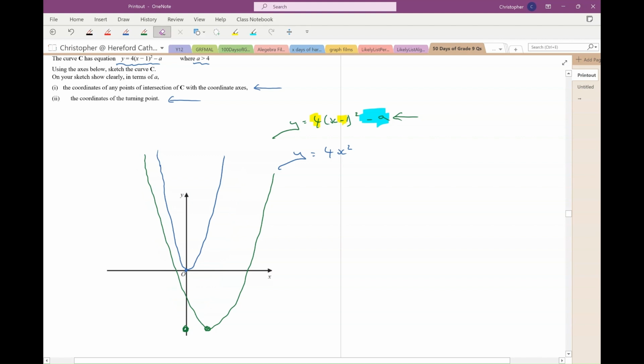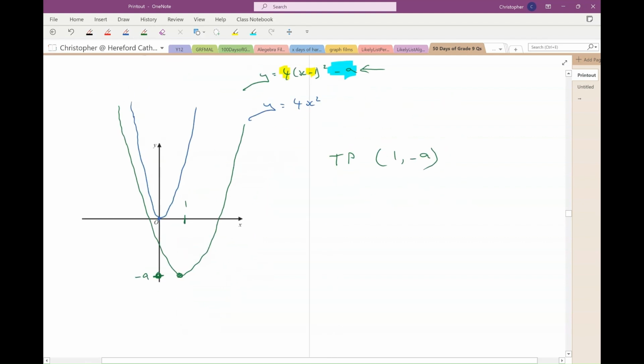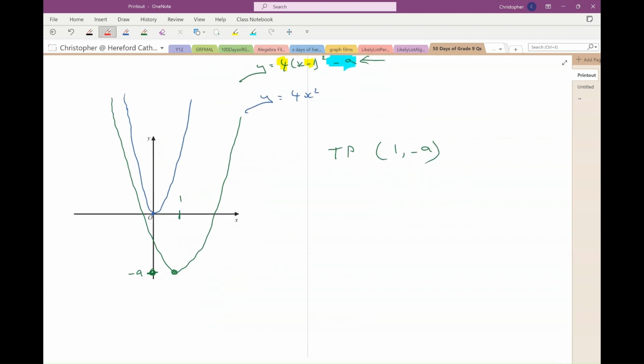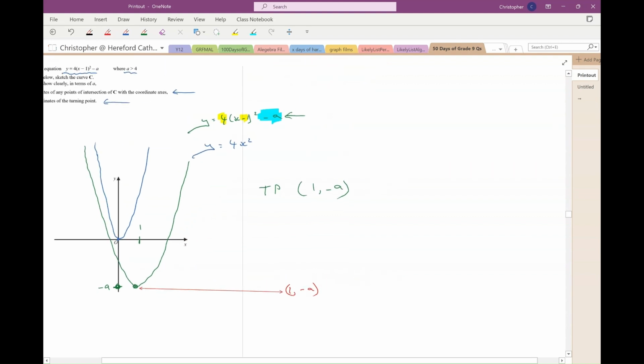There we are. Now, what do we know? We know that that is minus a. We know that that is 1. So we know the coordinates of the turning point are 1, minus a. Okay, let's mark those. Here we go. Okay, 1, minus a. Good.